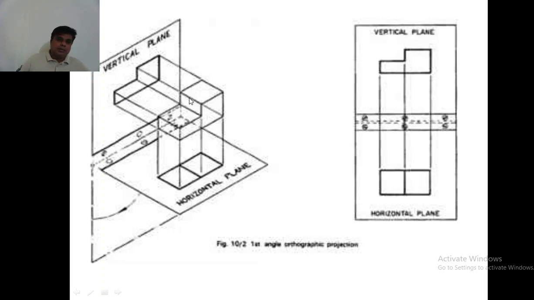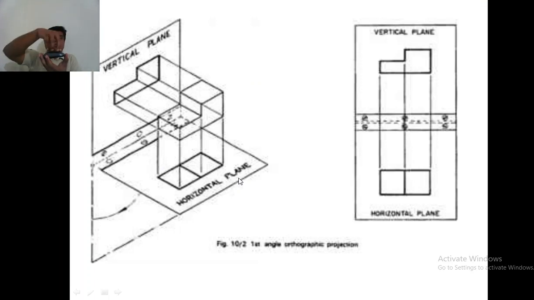Now again come over here. This is the object. Assume that you are seeing from the top, from above. The object is here, and the plane of projection, the screen, is now the horizontal plane. So this is the horizontal plane, the plane of projection, and you are seeing the object from the top.